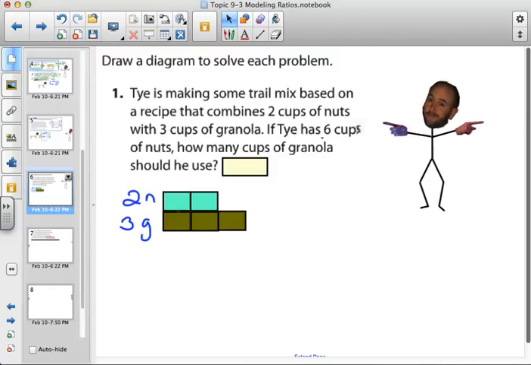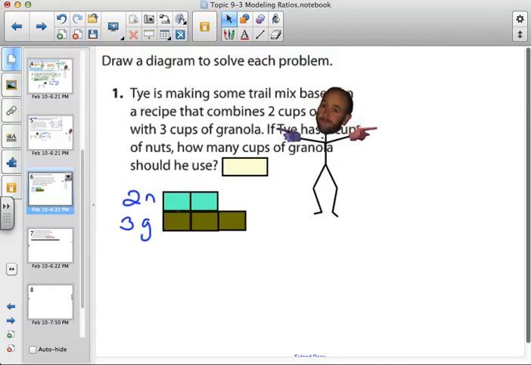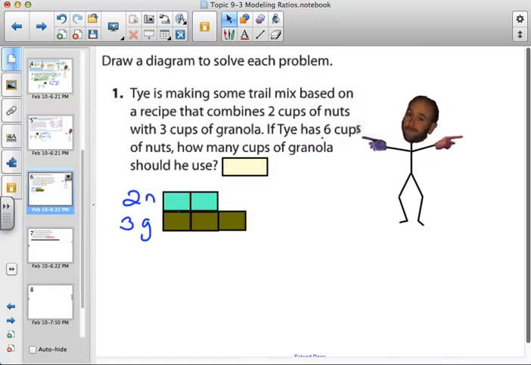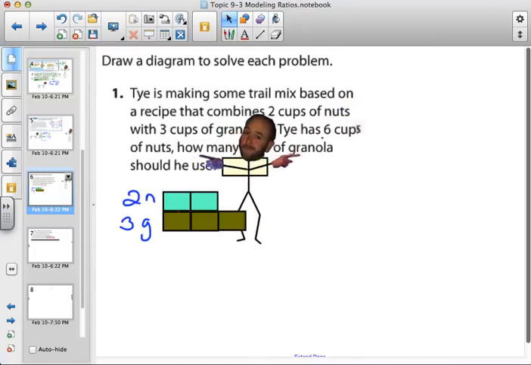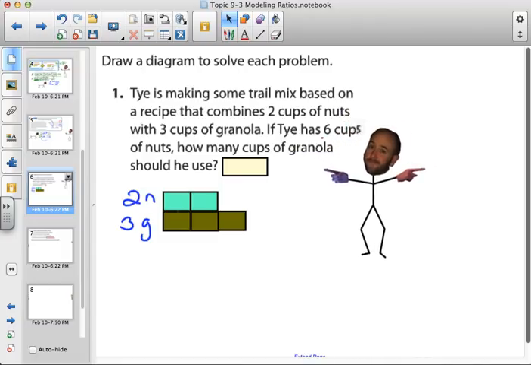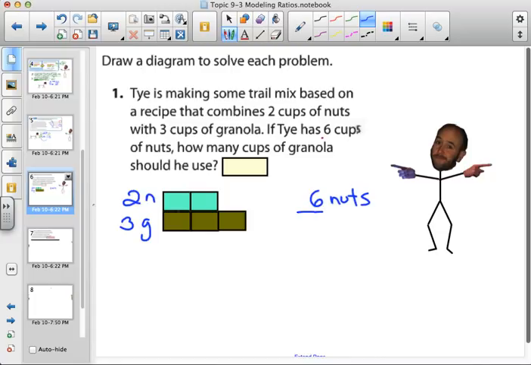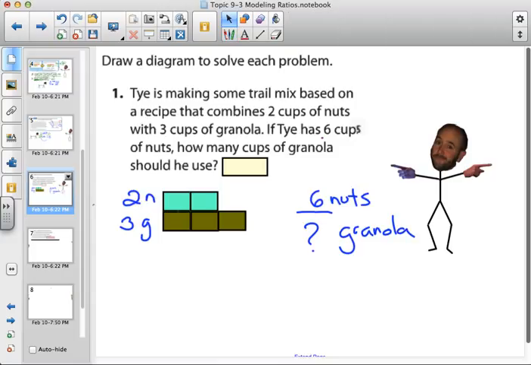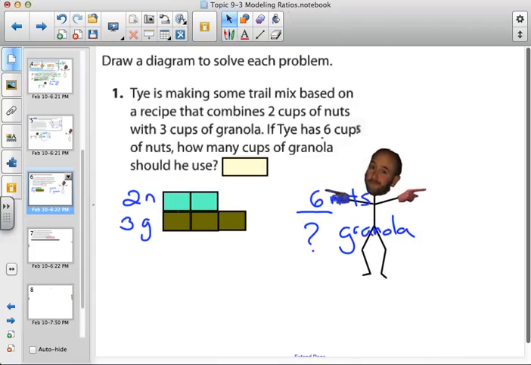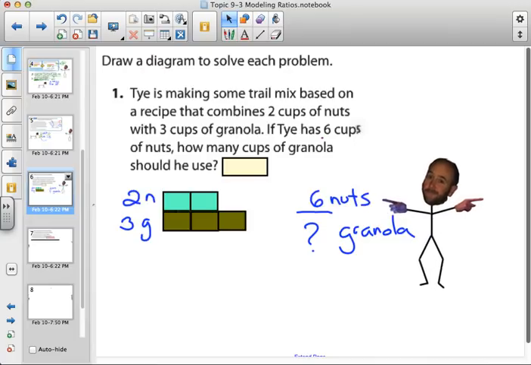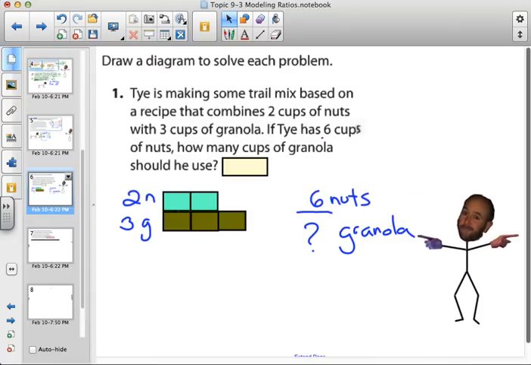And if we read on, we see if Ty has 6 cups of nuts, how many cups of granola should he use? So, well, he has 6 cups of nuts, and he wants to figure out an unknown amount of granola. So how much granola will he need to use all these nuts in the correct amounts?